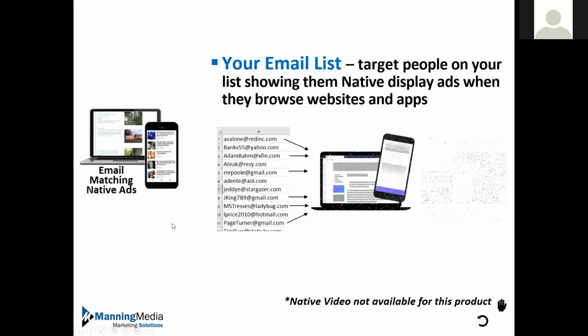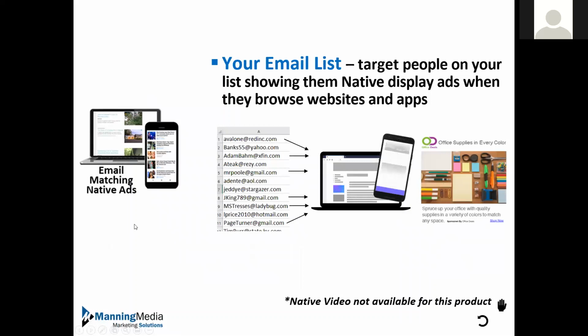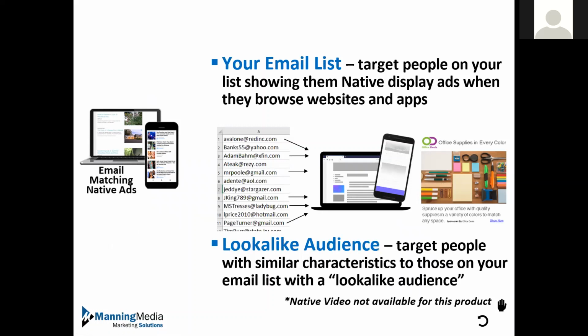With email matching, we can target people on your list, showing them the native display ads when they browse websites and apps. Video isn't available for email matching though. But we can create a lookalike audience, and that's going to target people with similar characteristics to those in your email list and deliver the ads to them. So you have the opportunity to target the individuals who are currently engaged with you because you've got their email address, or you can look for an extension of that audience using a lookalike audience.